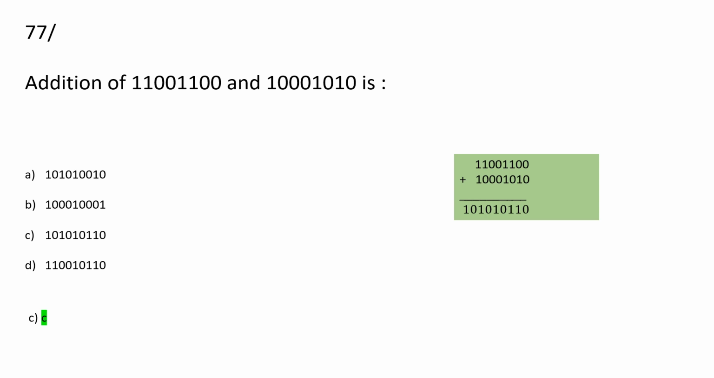Then addition of 11001100 and 10001010. So this is basically in the binary system. So when we add it, the final result will be 1010101110. So option C is the correct answer.